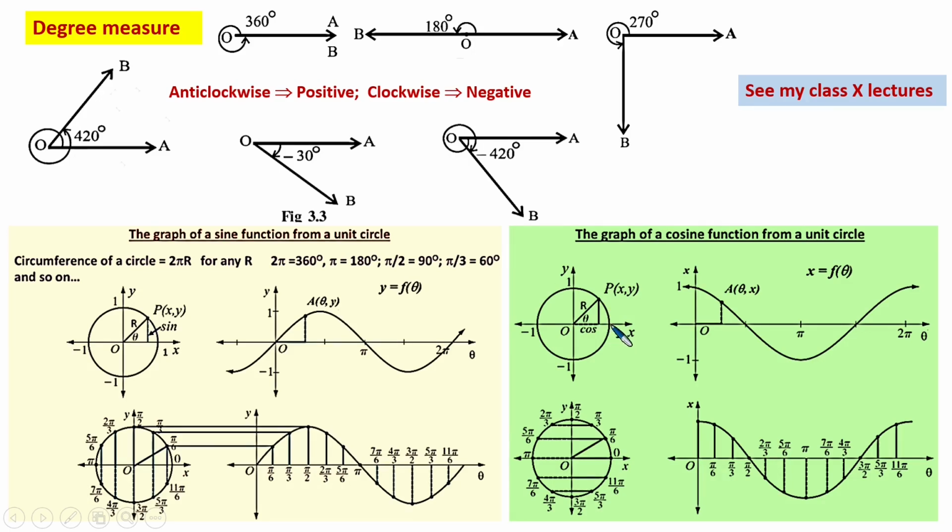So here the projection starts with maximum, and when it goes to 90 degrees, it will become 0. The projection of this point on the x-axis will be 0. Similarly, when it goes in the other direction, that is, the angle subtended here is pi, it will be minus 1. And when it comes to 270 here, it is 0. The projection of this point on the x-axis is 0. And when it again comes back here, it will be plus 1 again.